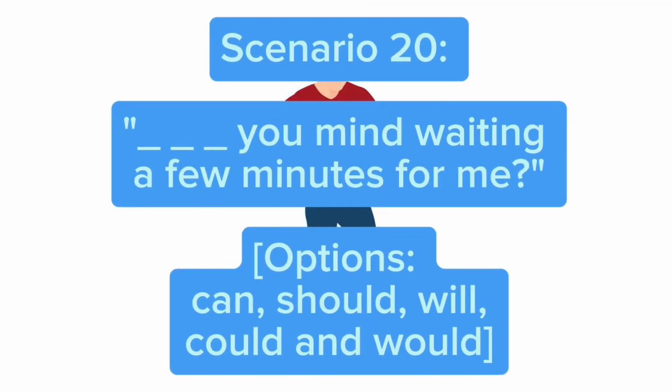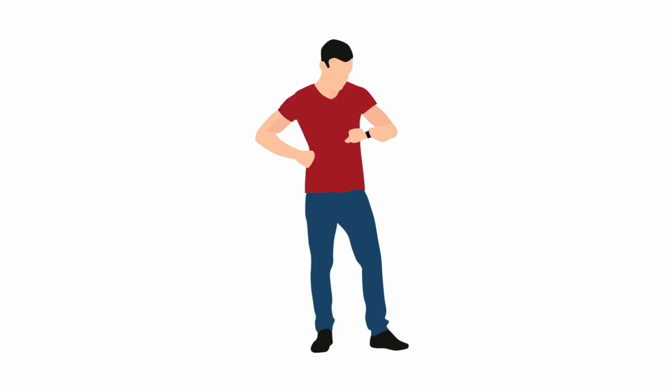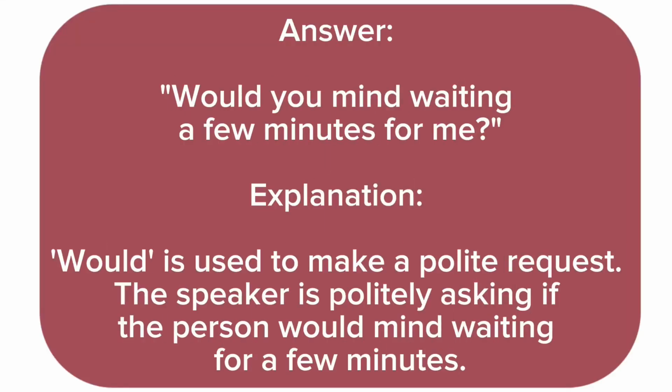Scenario 20. You mind waiting a few minutes for me? Options: can, should, will, could, and would. Answer: would you mind waiting a few minutes for me? Explanation: would is used to make a polite request. The speaker is politely asking if the person would mind waiting for a few minutes.